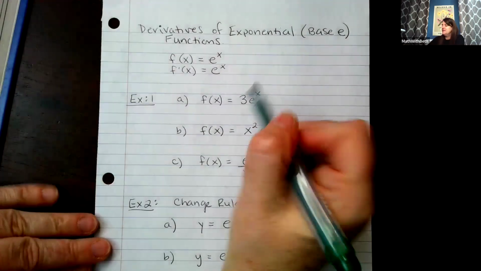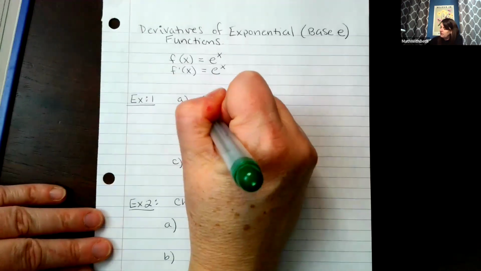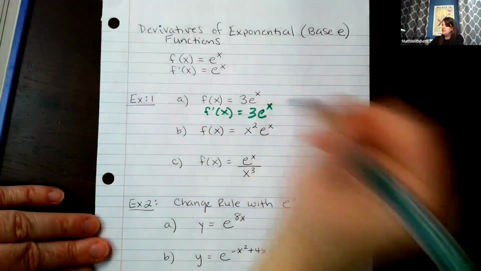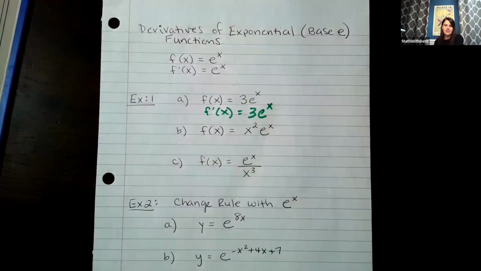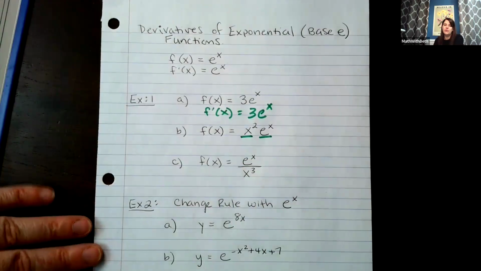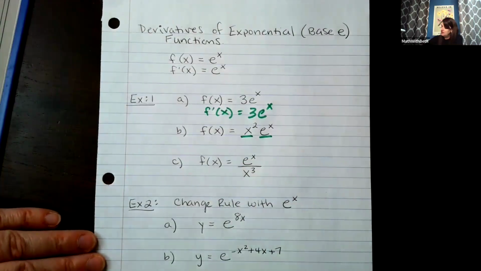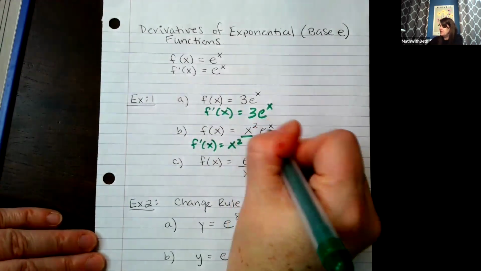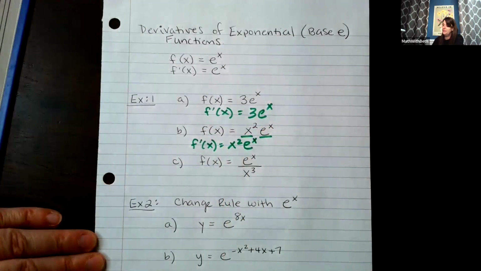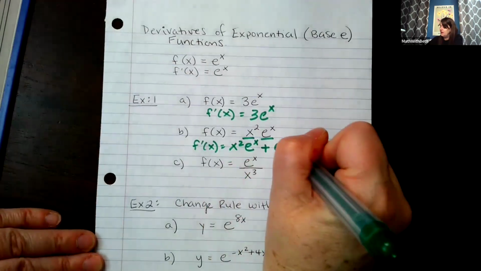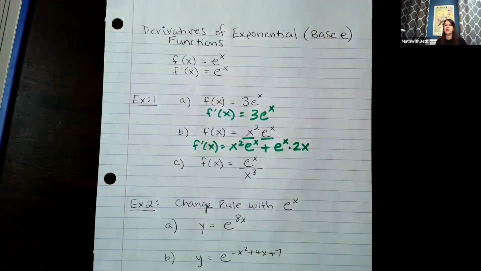So for the first one, because there's a number in front, don't forget that the derivative would still have that number in front, but since the derivative of e to the x is e to the x, there's our answer. For the next one, though, do you see that there are two separate functions? So we are going to need to use the product rule. So the derivative would be x squared times the derivative of e to the x, which happens to just be e to the x, plus e to the x times the derivative of x squared, which is 2x. So that would be your derivative.